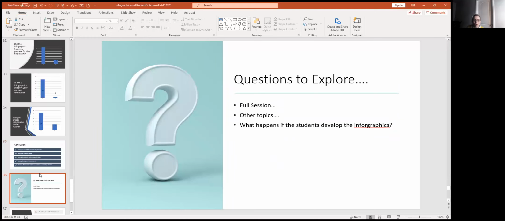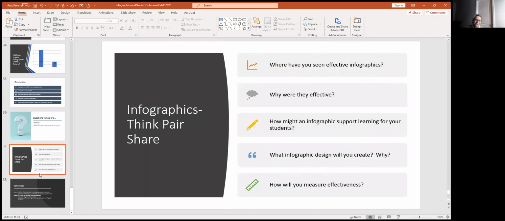So, questions to explore in the future. I would like to look at using this experience more for a full session. I would like to look at using it for other topics, economics, finance. So my other colleagues that teach economics or finance, what would they experience? I teach management. And then, what happens if the students create their own infographics? I really would like to know the answer to that question.